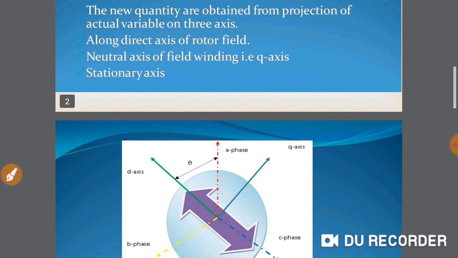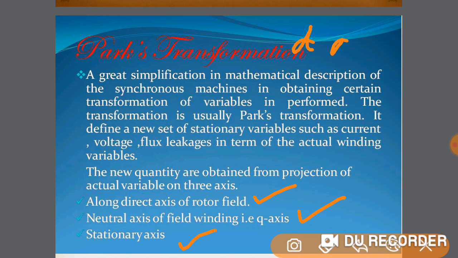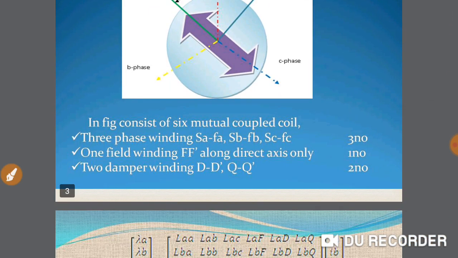So now we will again see what the new quantities obtained from this particular transformation are. The new quantities available are from the projection of the actual variables on the three axes, which will be along the direct axis of the rotor field, the neutral axis of the field winding, that will be the Q axis, and the stationary axis, which will be denoted as D, Q and 0 respectively. So we'll see how it is done.